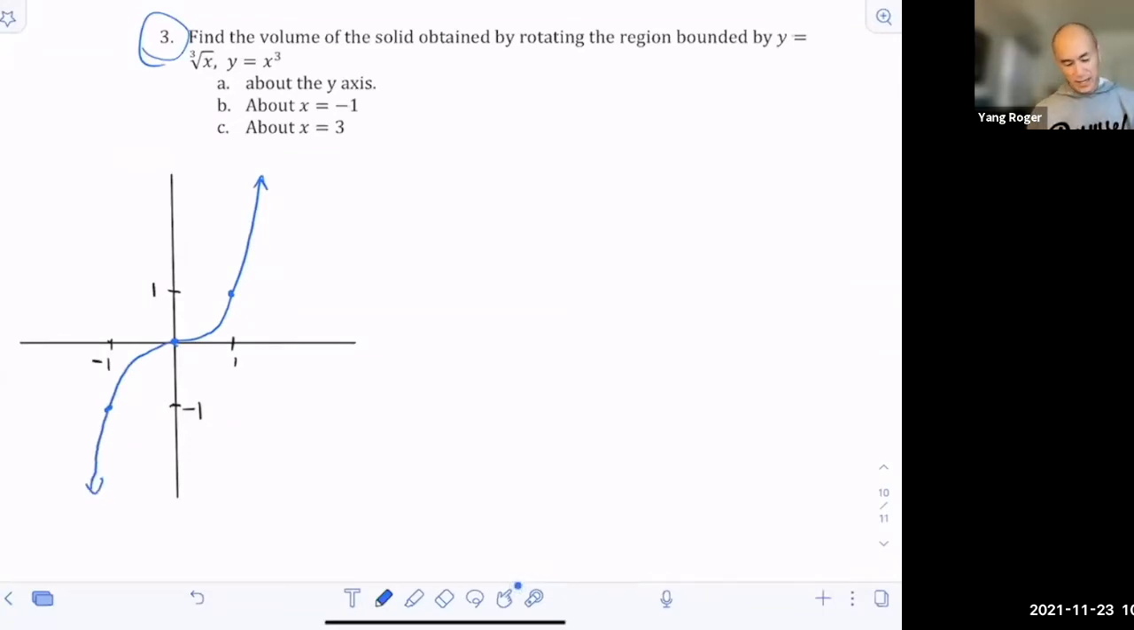Right? And then when we look at the cube root of x, it looks like this. It comes like this. This is y equals x cubed, and this is y equals the cube root of x. Are there any questions about this graph so far?